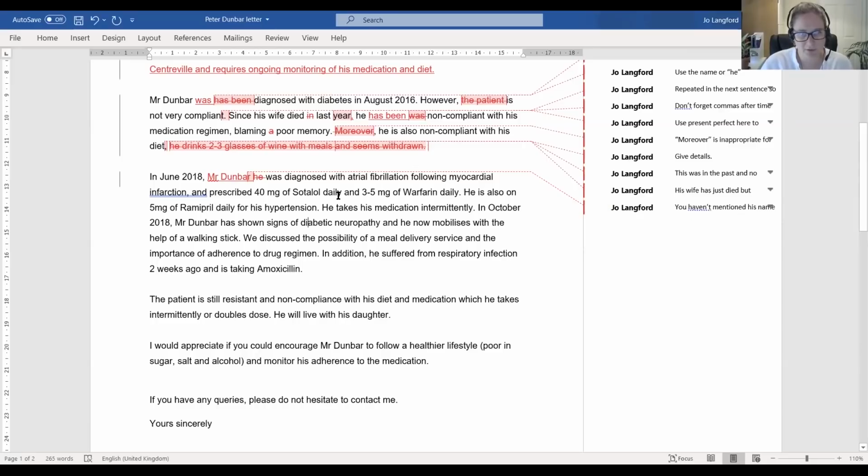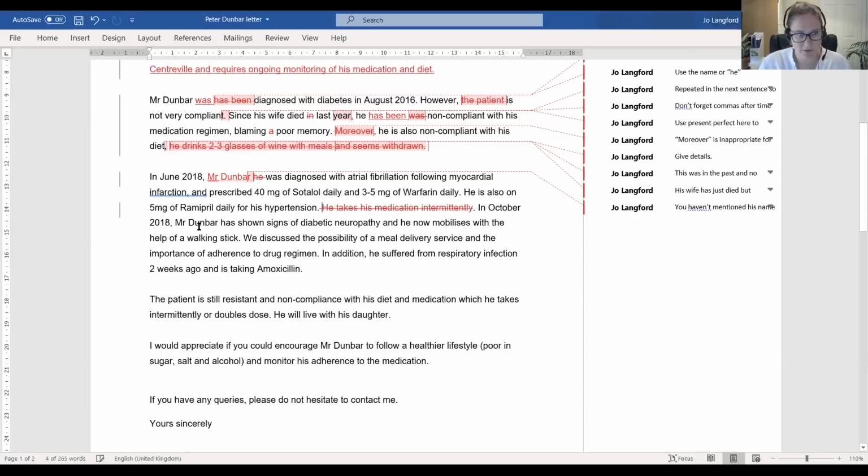Okay, emphasize. Okay, I would say, yes, that's okay. But we might want to explain that later. I mean, it's a little bit repetitive. You explain it here, intermittently or double doses. So let's have a rethink about that. Or you might say he also takes this medication intermittently, so he's also non-compliant with that. So let's cut that out for the moment.